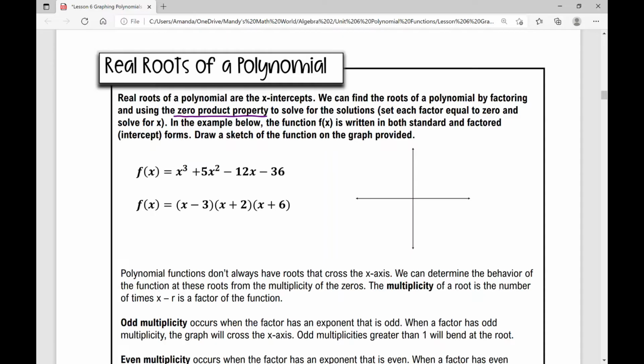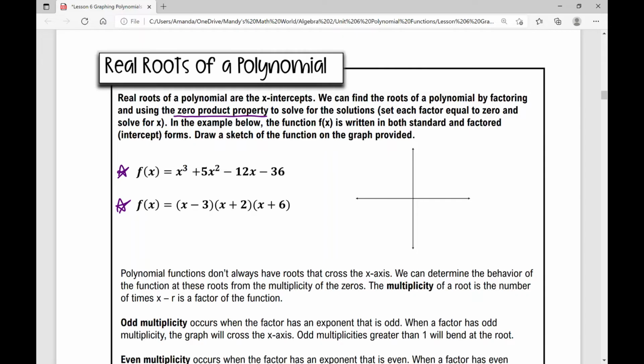In the example below, the function f of x is written in both standard and factored forms, which factored form is just intercept form. We can see the x-intercepts. Draw a sketch of the function on the graph provided. So I've got the function written in standard form right here. After it's been factored, it looks like this, which actually on this particular one, you cannot factor it, but I know the x-intercepts and it looks like this.